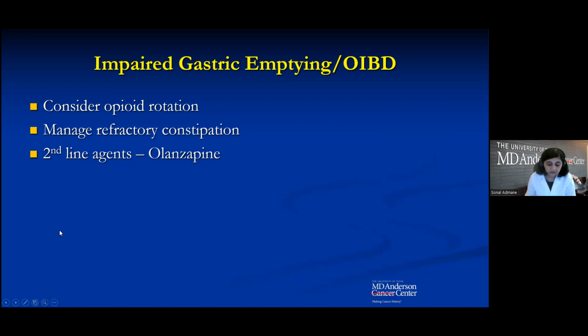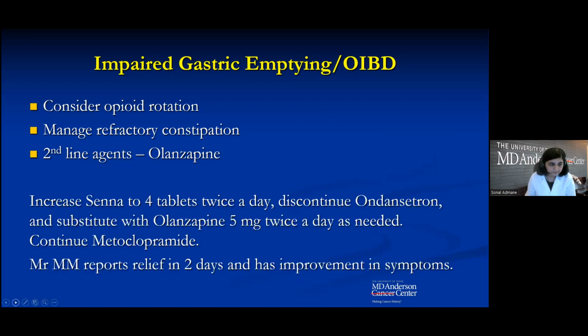Treatment of constipation and assessment of bowel movements at every visit is extremely crucial, and a lot of times just treating the constipation improves the symptoms of nausea and vomiting. And then, of course, you can try second line agents like olanzapine, which are also very beneficial in treating nausea.